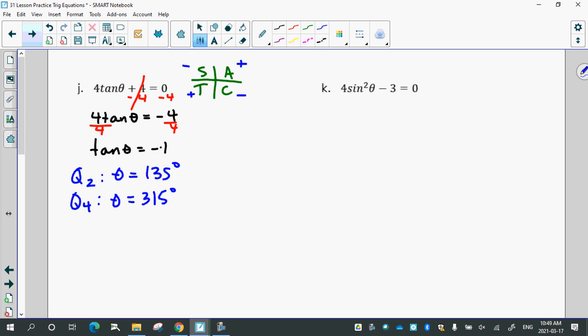Okay, so this one I'm going to put a little star beside. So the squared makes it, it's not really harder, just keep it in mind, okay? So first thing we're going to do still is add 3 to both sides. Then divide both sides by 4.